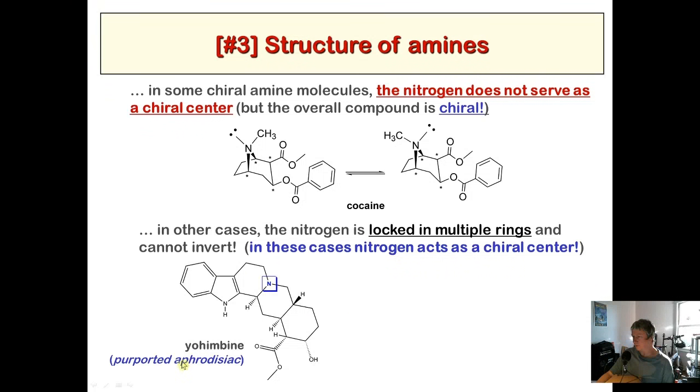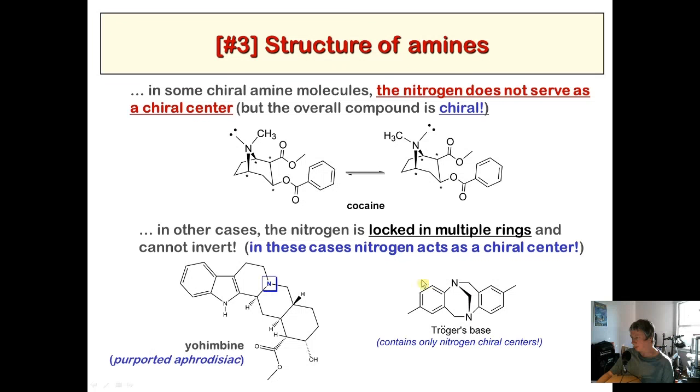So yohimbine, which is a purported aphrodisiac molecule, actually has the nitrogen locked in 3 rings, and this actually acts as a chiral center. But this also has carbon chiral centers. So this is kind of a trivial point here, that nitrogen is a chiral center. This is maybe a cooler example because it has no carbon chiral centers, right? There's no carbons with 4 different things on them. This does contain nitrogen chiral centers. These nitrogens act as chiral centers.